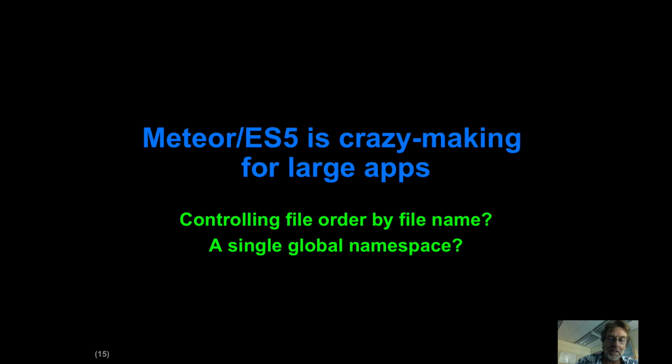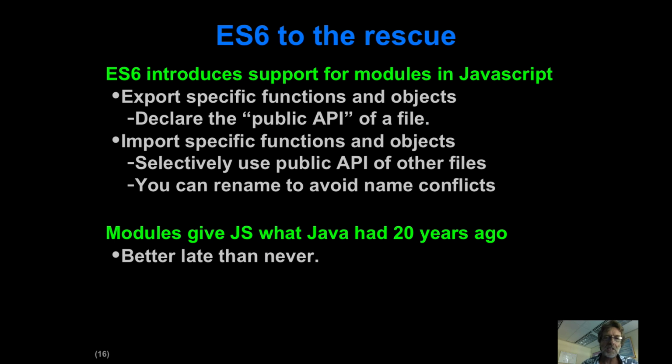The problem is when you start to make larger, more complicated systems. Now the lack of a package system in JavaScript really starts to drive you crazy. Things like controlling the file order by the file name in alphabetical order. That's not a good way to control file ordering. You start having to name your files a foo or something so that they get loaded first. That's ridiculous. And having a single global namespace that just everything gets dumped into, again, not a good way. We've known for a long time better ways to do this.